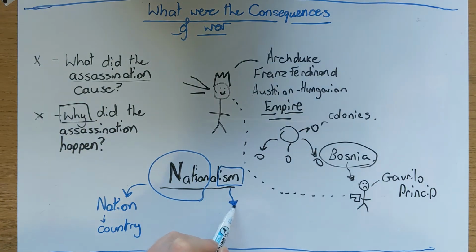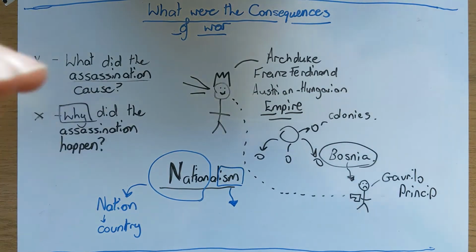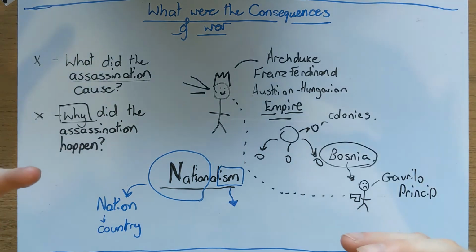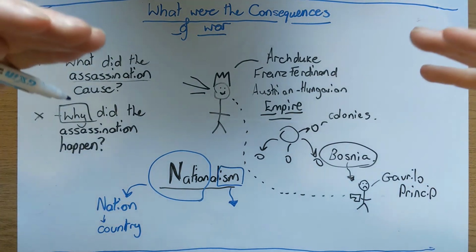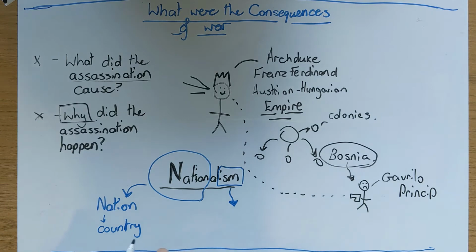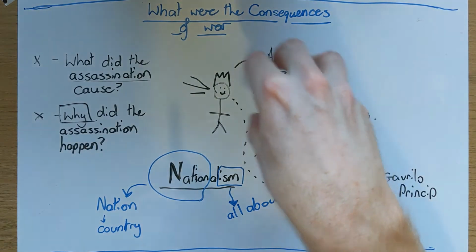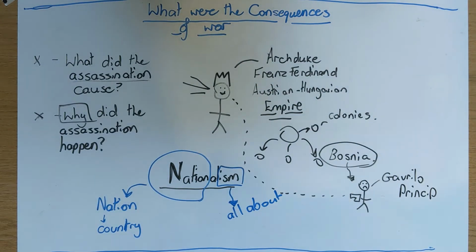So for instance, if you are a racist, then you follow racism. So if you are all about the country and you follow your country, you follow nationalism. So if you're all about your country, you're a nationalist. And that is what led Gavrilo Princip, because he loved Bosnia and hated it being controlled, so he shot Franz Ferdinand.